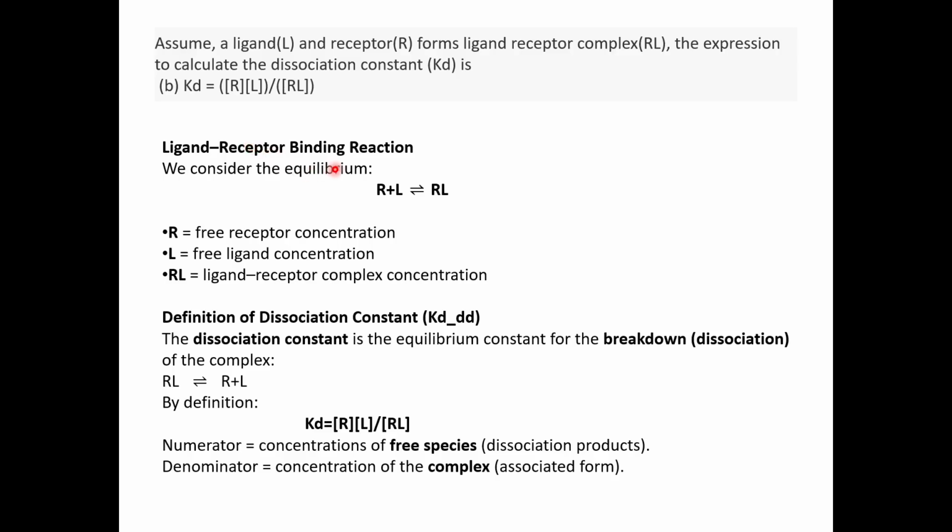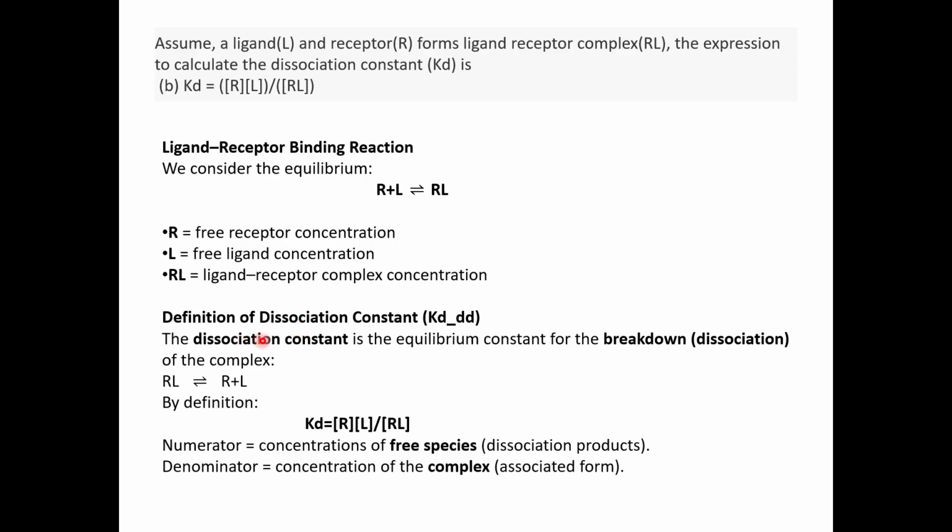Here, when we are speaking of just the receptor and ligand, it means unbound forms. So your receptor here is your free receptor, which is not bound to your ligand, and your ligand here is your free ligand, not bound to your receptor. And when we are talking about RL, it is the bound form of both your receptor and your ligand. So your R is the free receptor concentration, L is the free ligand concentration, and RL is the ligand receptor complex concentration.